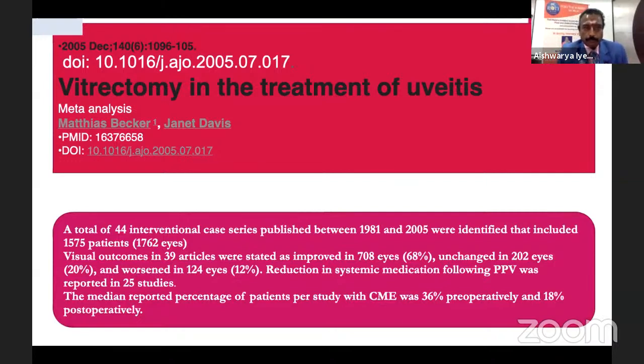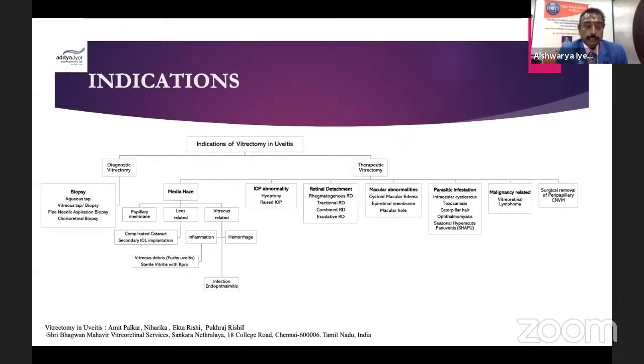And what we learn from this paper is, in case surgery is required, we should do it early, because if you do it late, the problem is many people have unchanged vision and worsened vision. And this is the indication. There's an algorithm which shows diagnostic vitrectomy and therapeutic vitrectomy. Diagnostic vitrectomy, biopsy, and therapeutic vitrectomy is most useful for the patient and also for the diagnostic ophthalmologist.